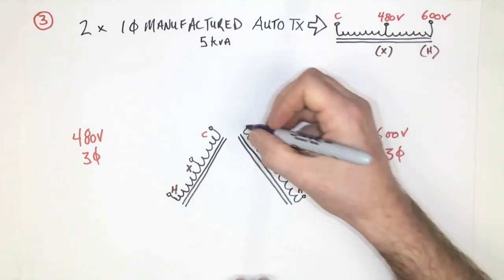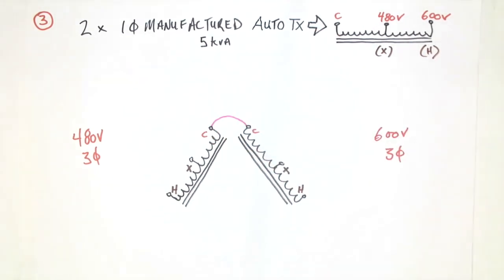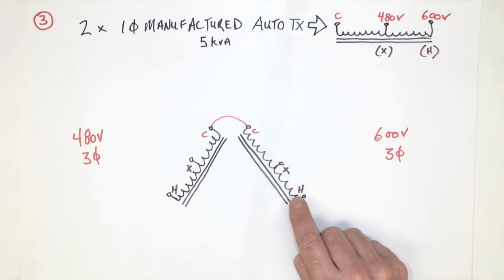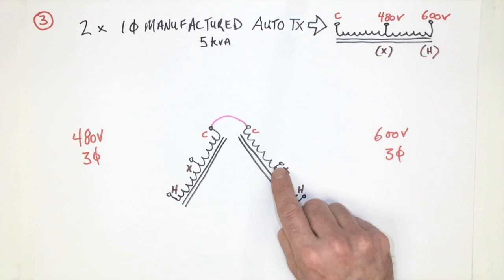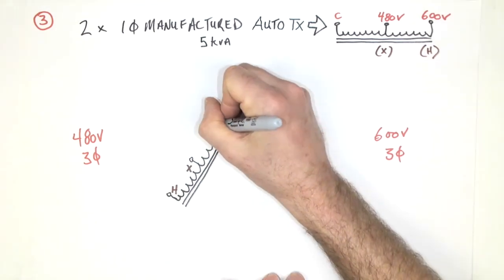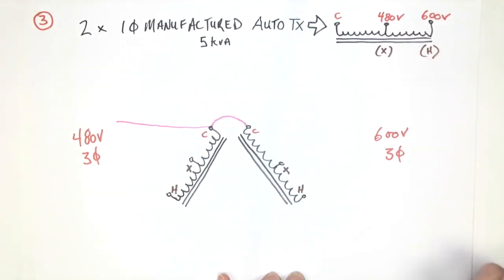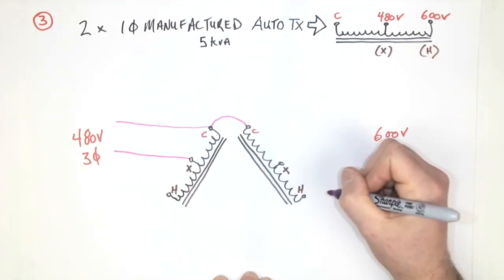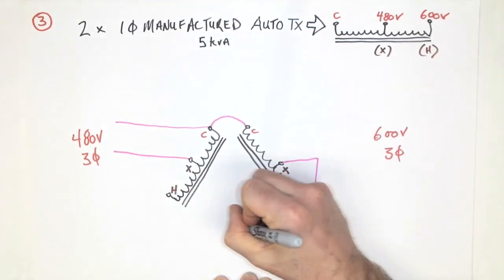First thing we need to know is that the two transformers are connected together. And so we connect them together. I'm just choosing to use the C or common terminal on my two transformers here. We have X and H on both transformers. The X connects to the 480 volt supply. The H connects to the 600 volt supply. So first connection is going to go to the 480 from the common terminal. And then my X is going to go to my 480 volt and the X on the other side.